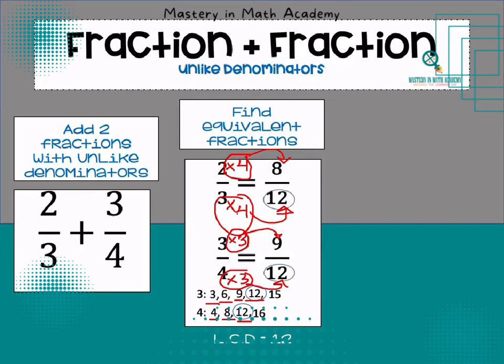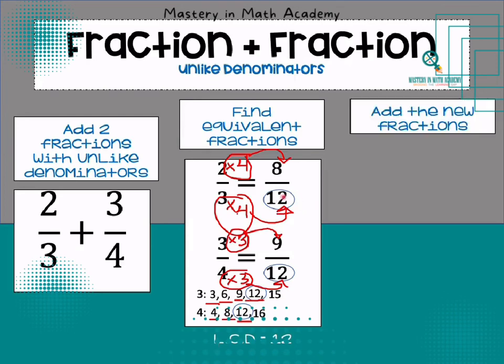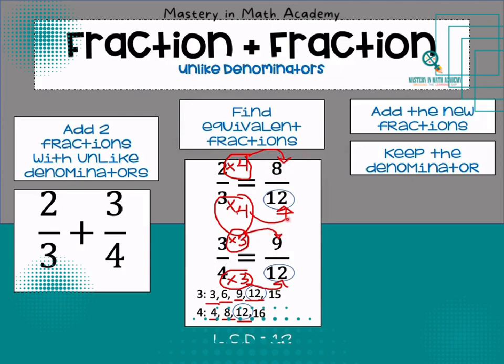Once we find our equivalent fractions, there are a couple of things that we need to do. You see how your denominator is 12 in both of them. Remember we said once your denominator is the same, we no longer need to focus on our denominator. Now we need to focus on our numerators, and our numerators are 9 and 8. We're going to add those.